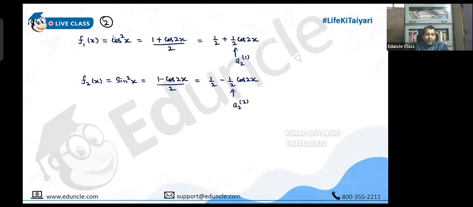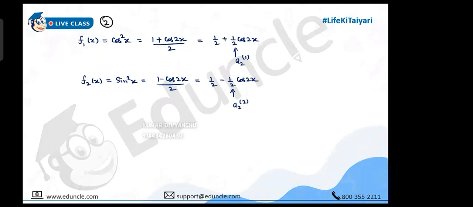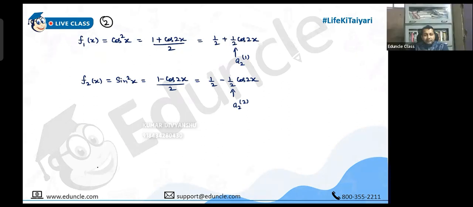And the third one is the usual method, by which you can calculate a naught. But that's a bit lengthy. So these two are the shortcut ones. Is it clear to all? Yes, sir.